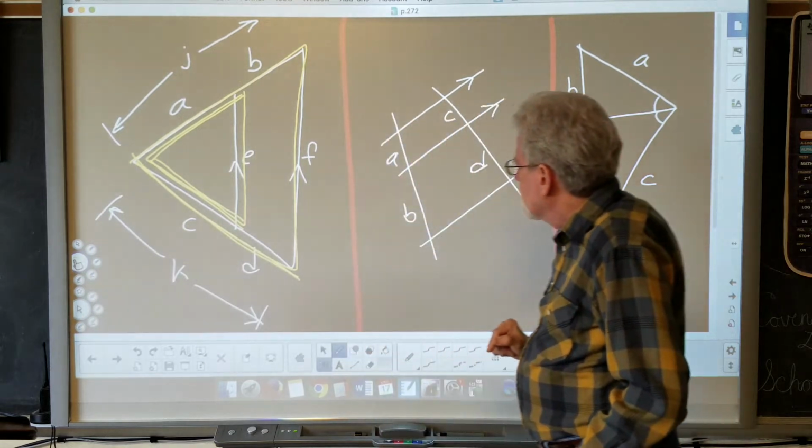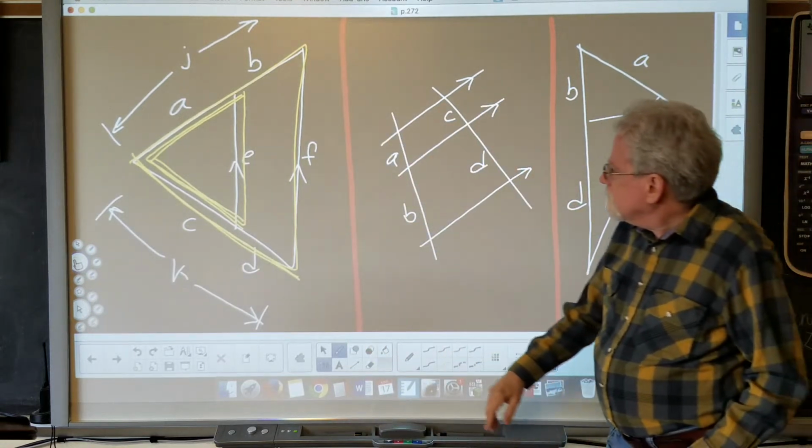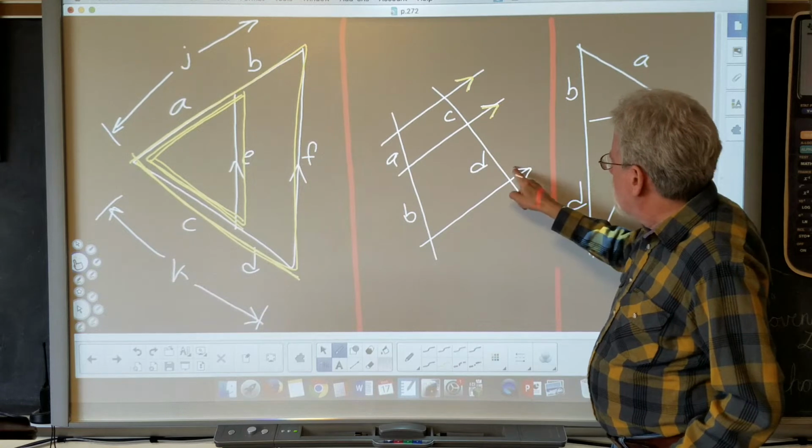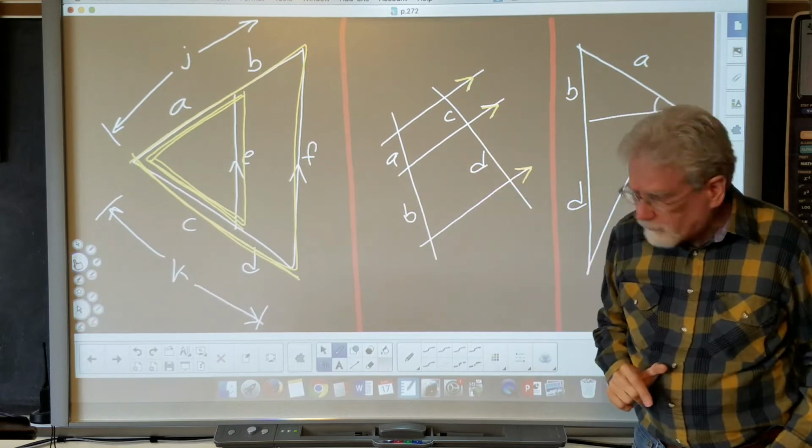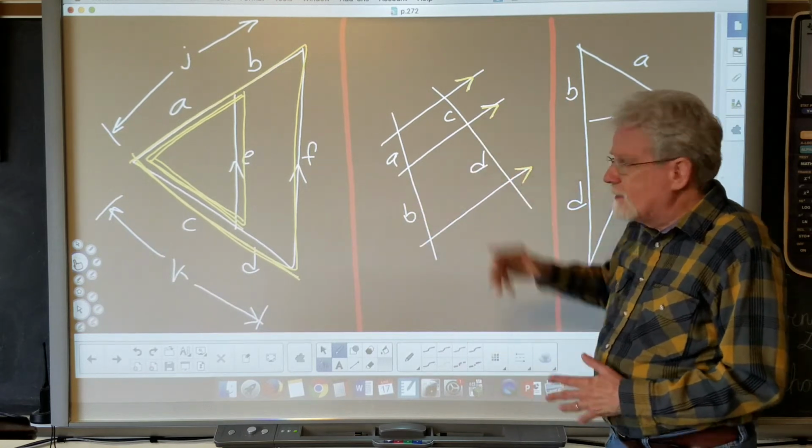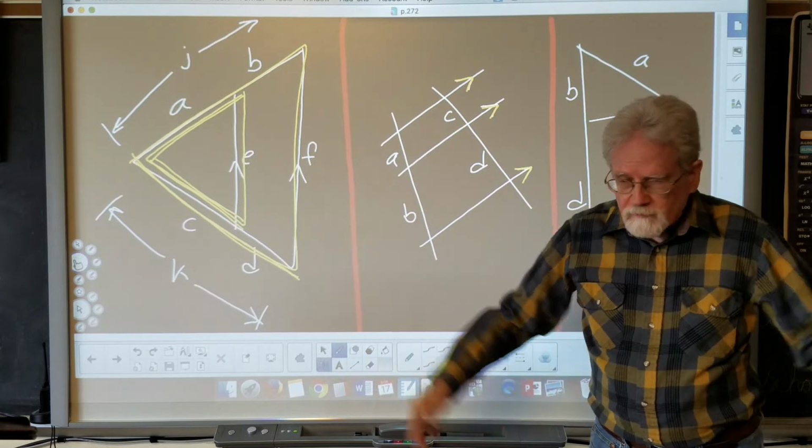No. Here it's even easier. As long as these three are parallel and you've got two transversals, then A over B equals C over D. And all the others you could write from there.